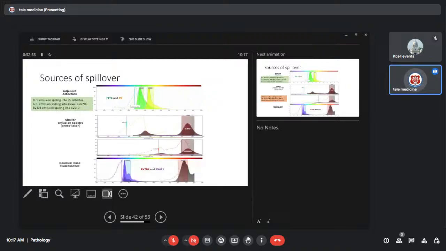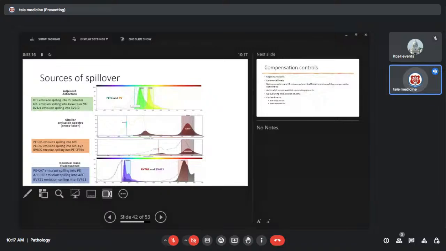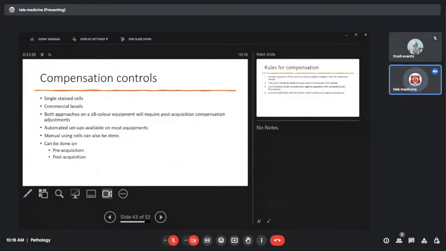So these are the sources of spillover. Adjacent detectors, like the FITC PE combination. Then PE and PerCP-Cy5.5, which have similar excitation spectra, so cross laser, for example. For this, many of the equipments have a laser delay incorporated, so the blue laser light comes a little before the red laser. Therefore they separate these two lights hitting the cell. Then there is residual base fluorescence. We talked about tandem dyes, where dominant emission will happen in the PE area also. So these are problems that lead to spillovers.